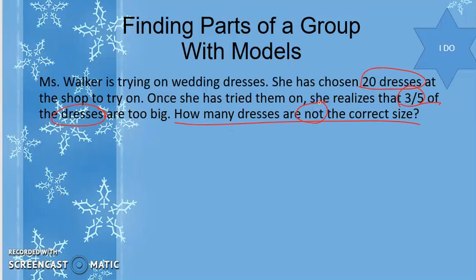Okay, so what this is asking is for us to find 3 parts of 5 groups of the 20 dresses total. So I have these 20 dresses, and I want to know what 3 groupings of the 5 groupings total of these 20 dresses are not the correct size. So the way that I'm going to do this is I want to go ahead and arrange 5 groups.